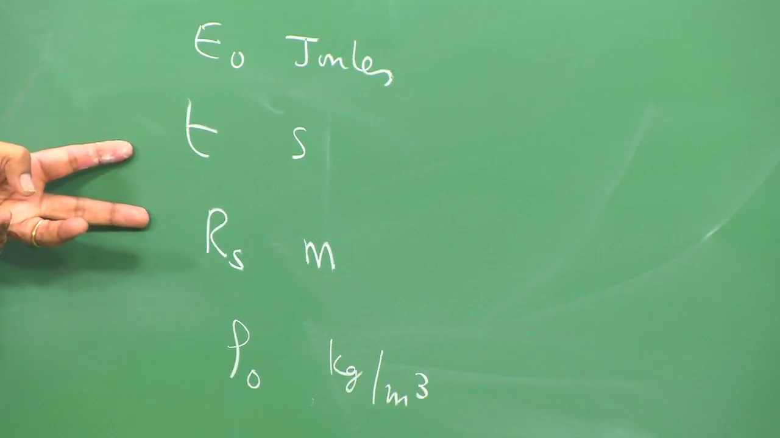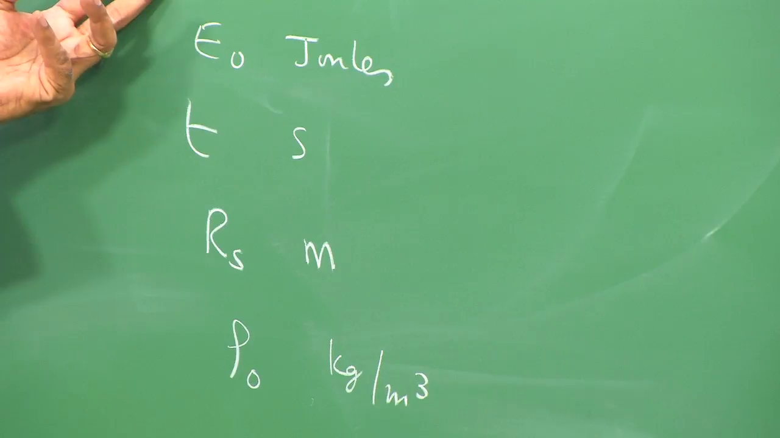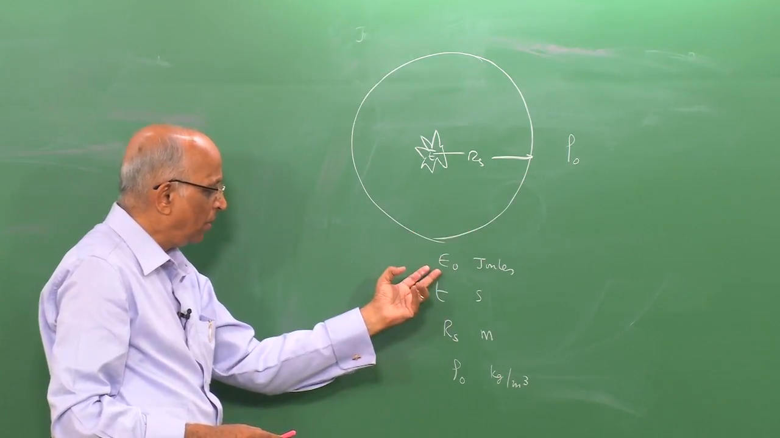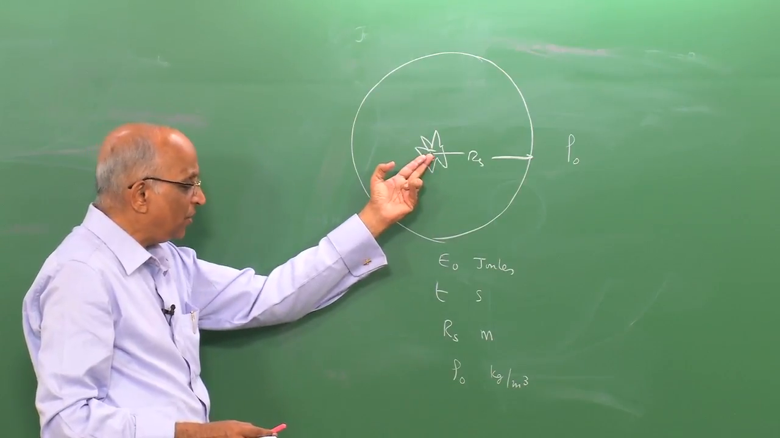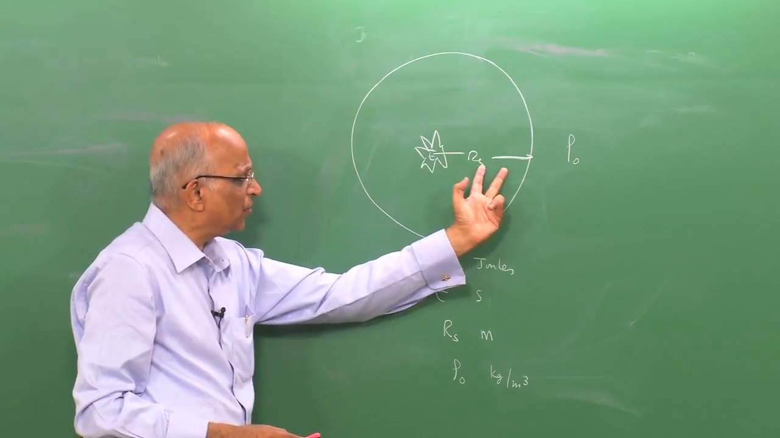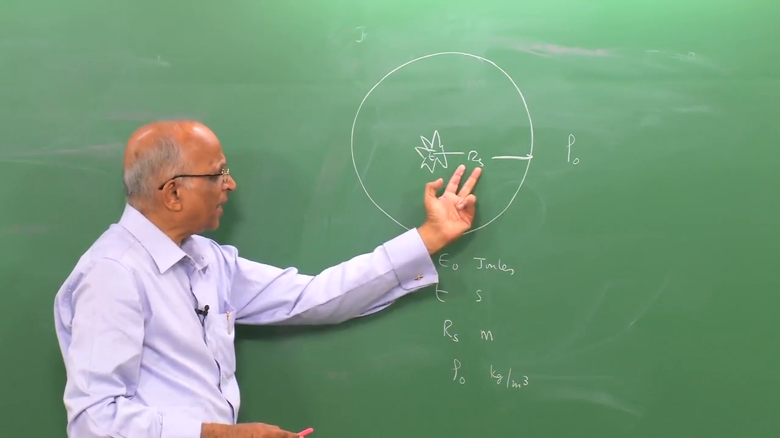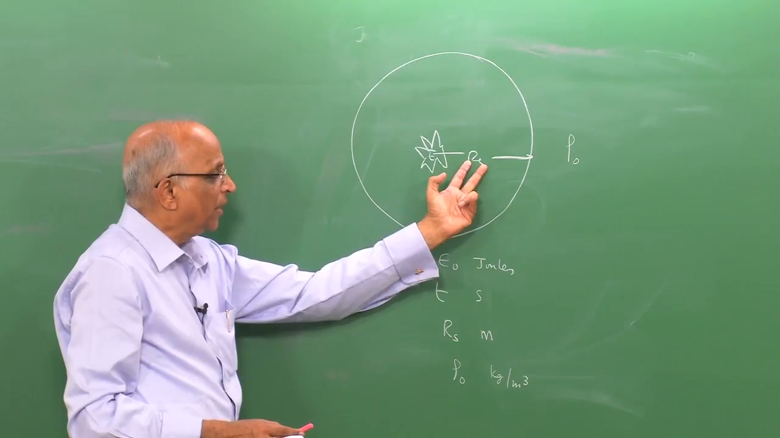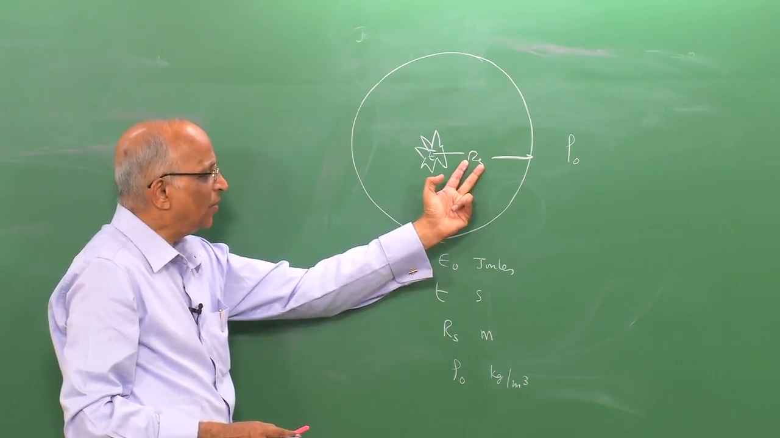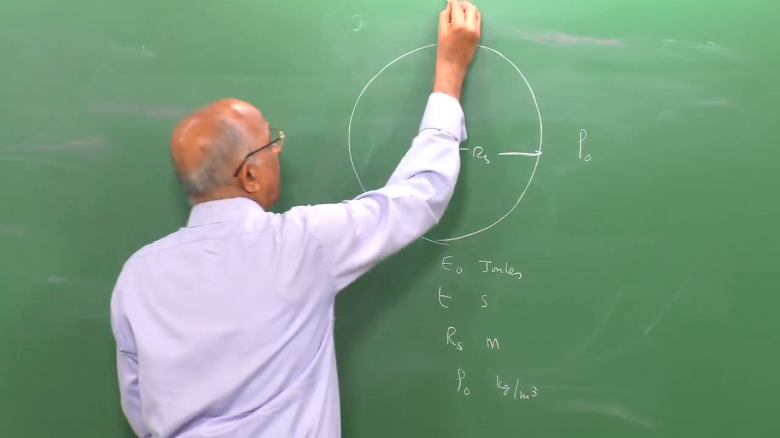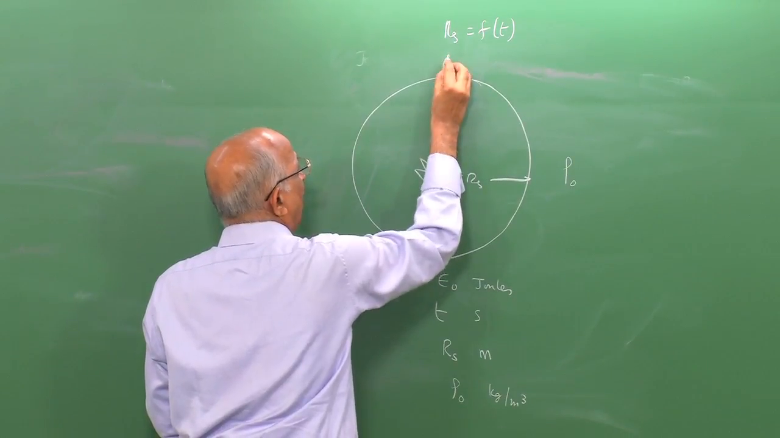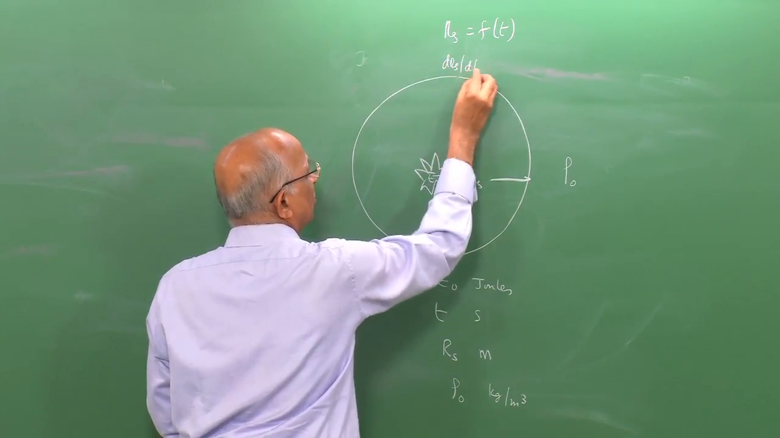Therefore, I tell myself, well, I am interested in finding out the strength of a shock wave or the blast wave which is formed when I deposit energy E0 joules, and I want to find out the distance travelled by the shock at time t, because if I can find out an expression between distance and time, I can always find out the velocity, since I know the dependence of rs on time. I can always find out d rs by dt, which is the velocity.